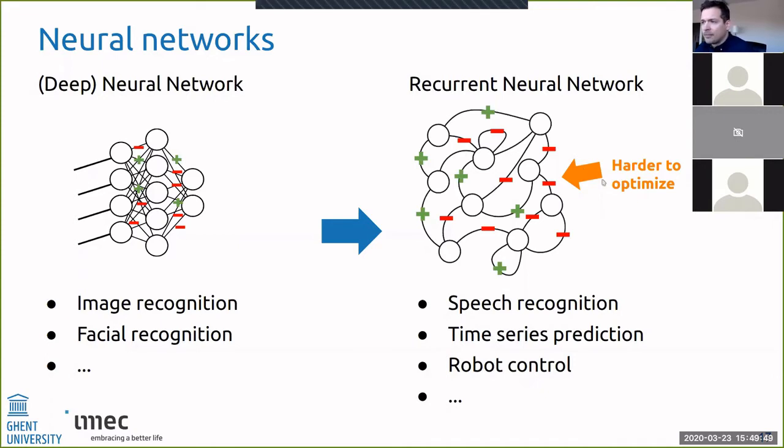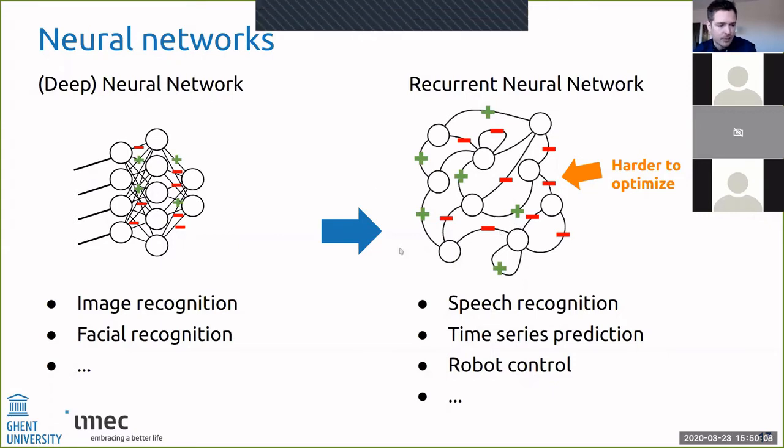Because if there's no feedback in the system, the signals at different times cannot mingle with each other. So basically, this kind of network does not have a notion of time, while this one should have some kind of notion of time. This means that we need a special kind of network, and this kind of network we call a recurrent neural network.